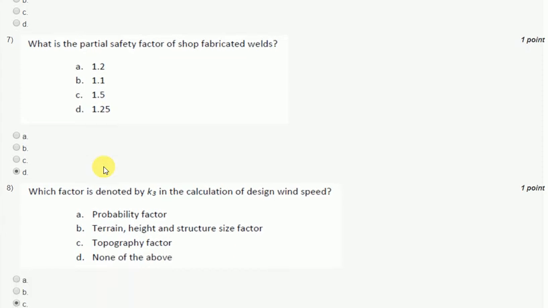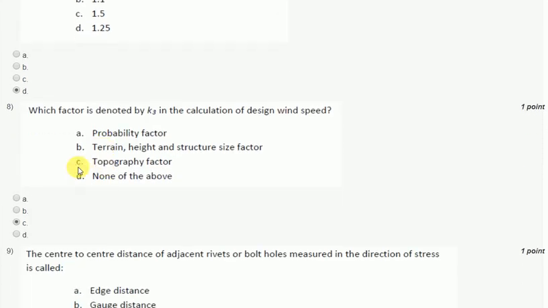And now question number 8: which factor is denoted by K3 in the calculation of design wind speed? Here K3 is denoted by the topographic factor. The topographic factor is denoted by K3. That means option C will be the correct option. You can go with option C.